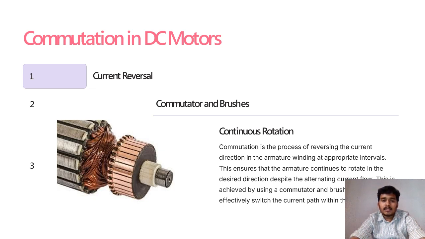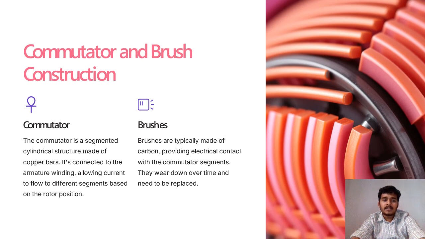Now let us discuss further the commutator and brush construction. How are the commutator and brushes constructed? The commutator is a segmented cylindrical structure made of copper bars. It is connected to the armature winding, allowing current to flow through the different segments based on the rotor position.